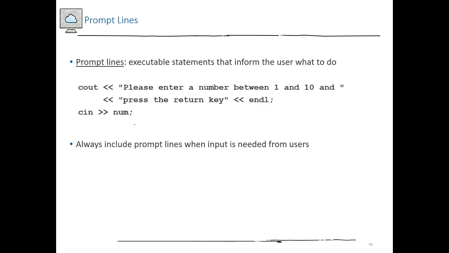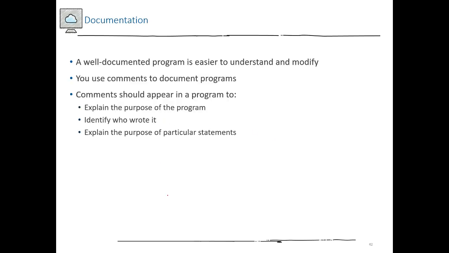So prompt lines: you use cout for prompt lines, and you can give instructions to the user. Hey, please enter a number between 1 and 10 and press the enter key. Provide the endl so that the cursor goes to the next line and the user can enter the number. Recommendations on best practices: you need to have your program well documented. Use comments. You learned how to use comments in your programs. They should be thorough and detailed. Don't worry about it. A little bit of typing will save you a lot of headache and time later on.